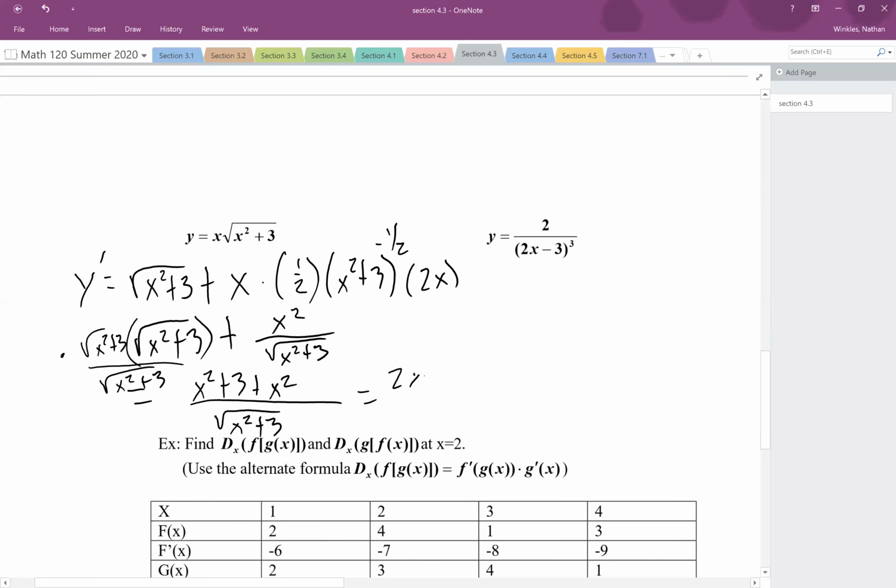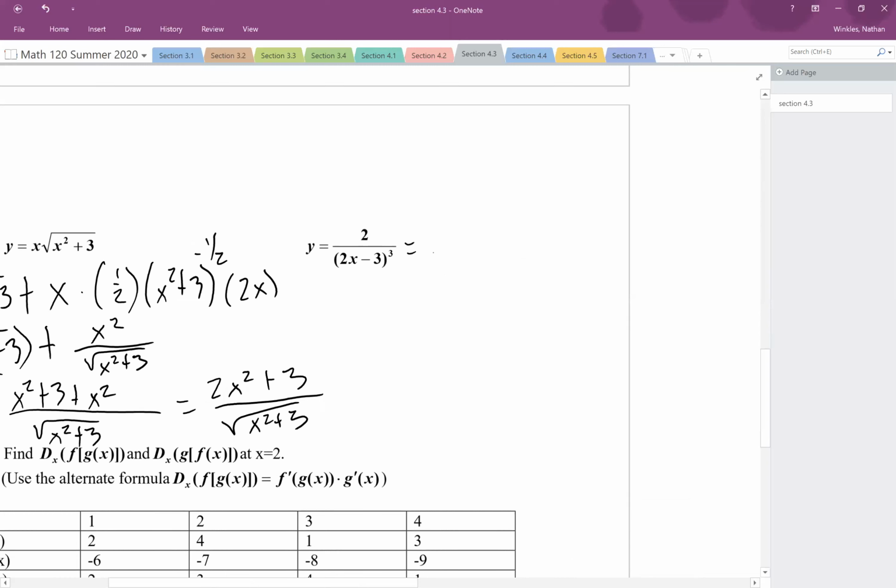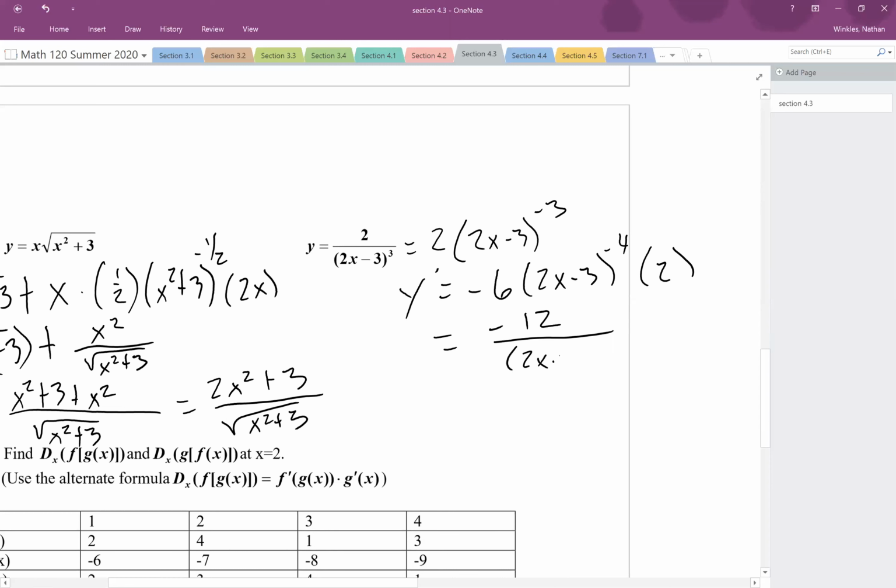And so we end up with 2x squared plus 3 all over the square root of x squared plus 3. If we rewrite this one, 2 divided by (2x minus 3) to the third, we would have 2 times (2x minus 3) to the negative third. Then we could take its derivative to get minus 6 times (2x minus 3) to the minus fourth times 2, or negative 12 over (2x minus 3) to the fourth. So we can see the chain rule in different ways. It's just a matter of seeing what we're given and being able to compare it to that.